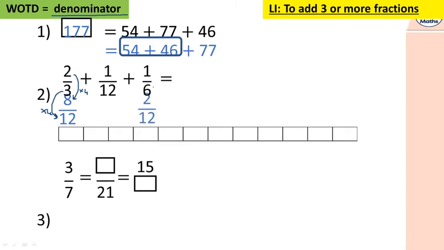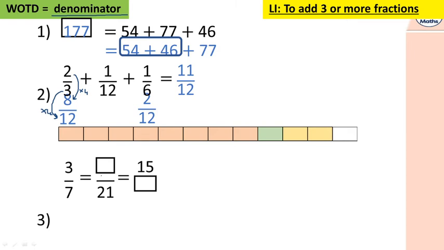Multiply it by 2, so 6 times 2 is 12. Whatever you do to the bottom, you do to the top. 1 times 2 is 2. So now we have 8/12, add 1/12, which is 9/12, add 2 more 12ths, which is 11/12. So this is just showing you that visually. The answer is 11/12.